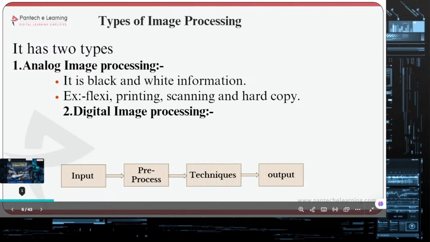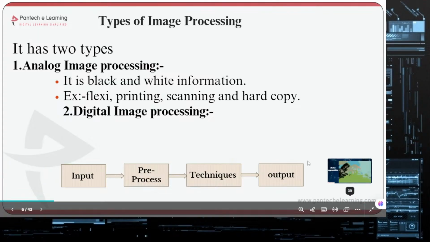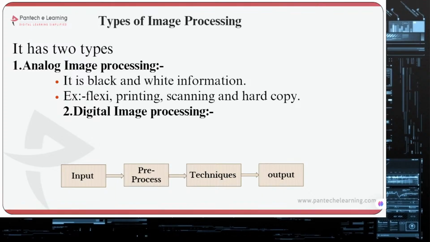So in image processing, we have two types of techniques: analog image processing and digital image processing. Wherever you are using it without making any changes, you can call it analog image processing. Simply, we take the input and we get the output. Coming to the next one, digital image processing: in real time applications, we try to use digital image processing.